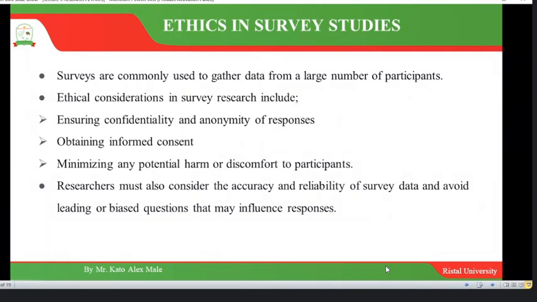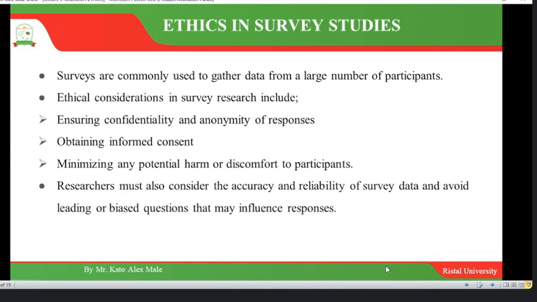And then the third type, the unstructured: I do not give options. I just ask what was your highest level of education, and someone fills in anything they want. Those are survey studies where we apply these questionnaires. Therefore, ethical considerations in survey research include ensuring confidentiality and anonymity of responses, obtaining informed consent. I think I've talked about these ones and we are good at them. That's why I'm just running through them. Minimize any potential harm or discomfort to your participants.